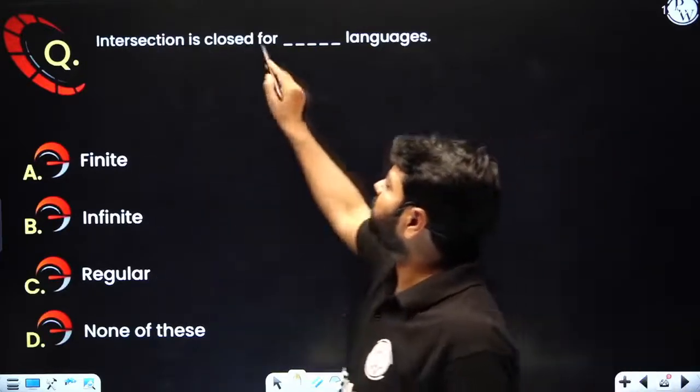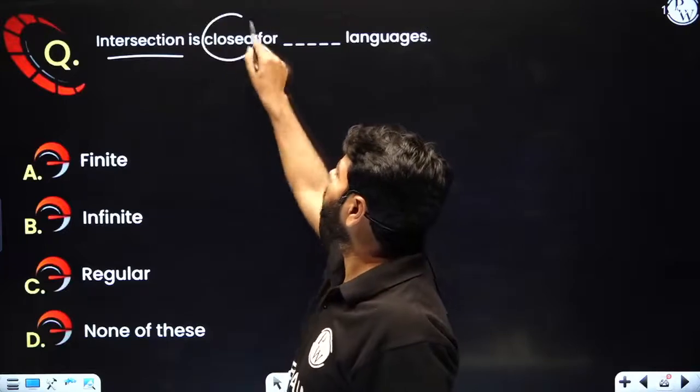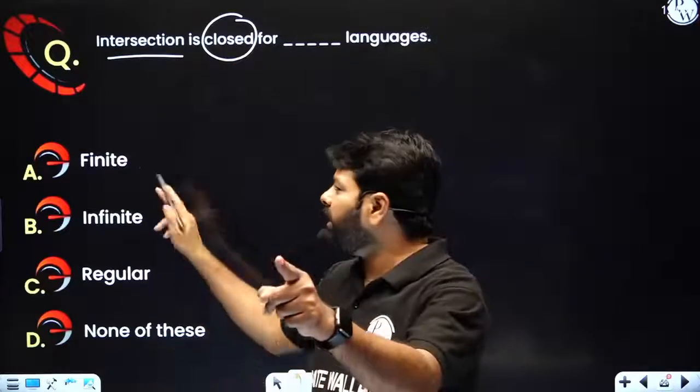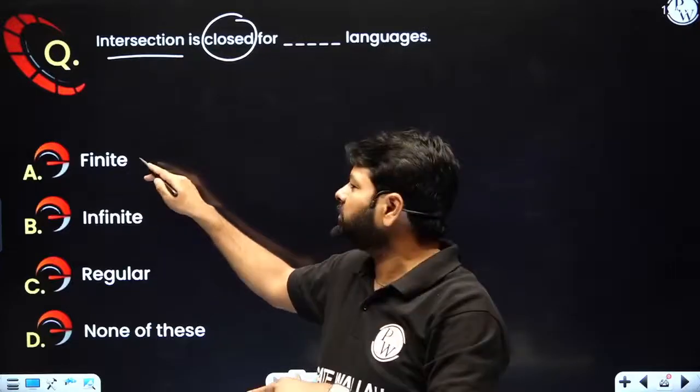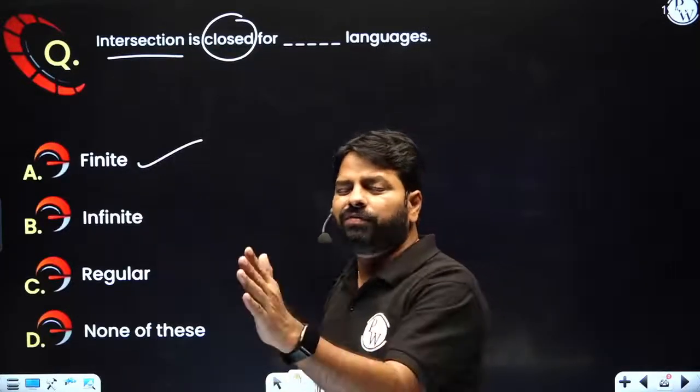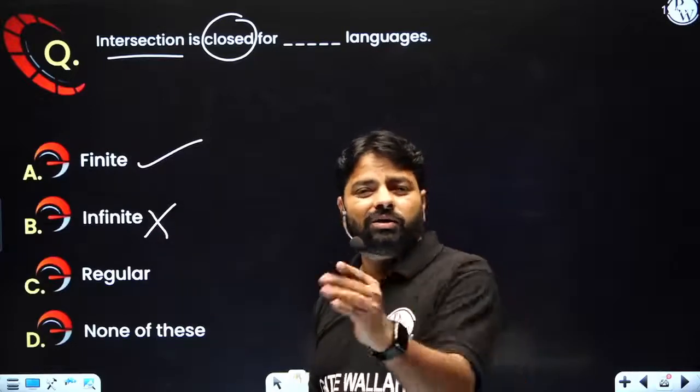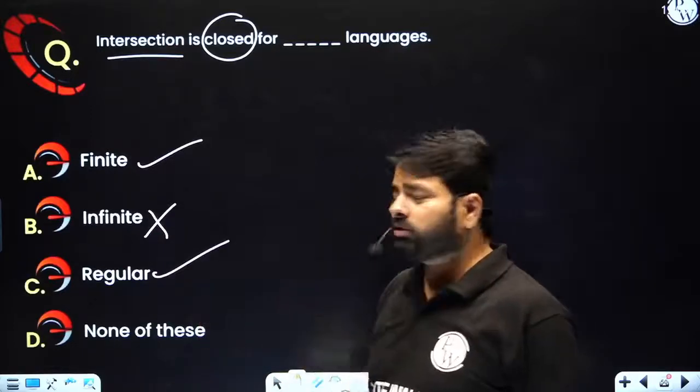Next, the intersection operation is closed for which domain? Finite intersection finite, definitely finite, so closed. Infinite intersection infinite need not be infinite, so not closed. Regular intersection regular is always regular, so closed.